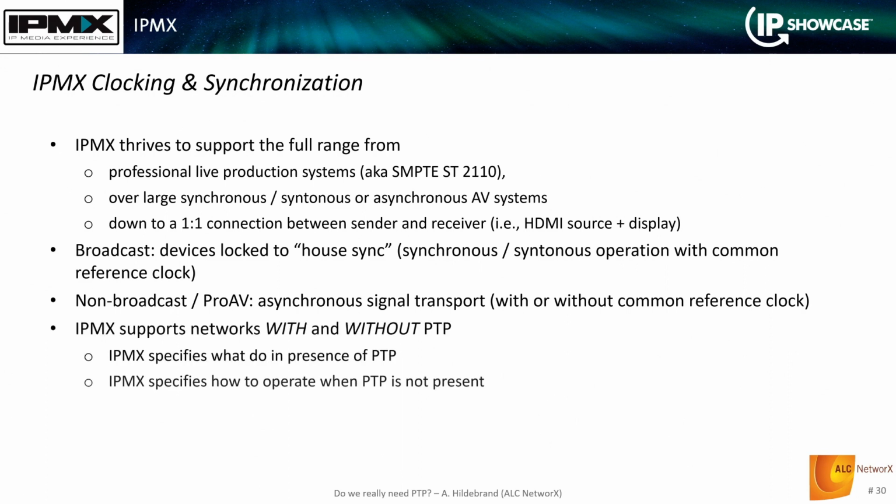And as a result, the IPMX standard supports operation in networks with and without PTP availability. So IPMX, as it's being defined, can be run on networks that have PTP, most likely the large broadcast operations, or which don't have PTP, the smaller AV environments. So it specifies what to do in the presence of PTP, but also specifies how to operate when PTP is not present, right?